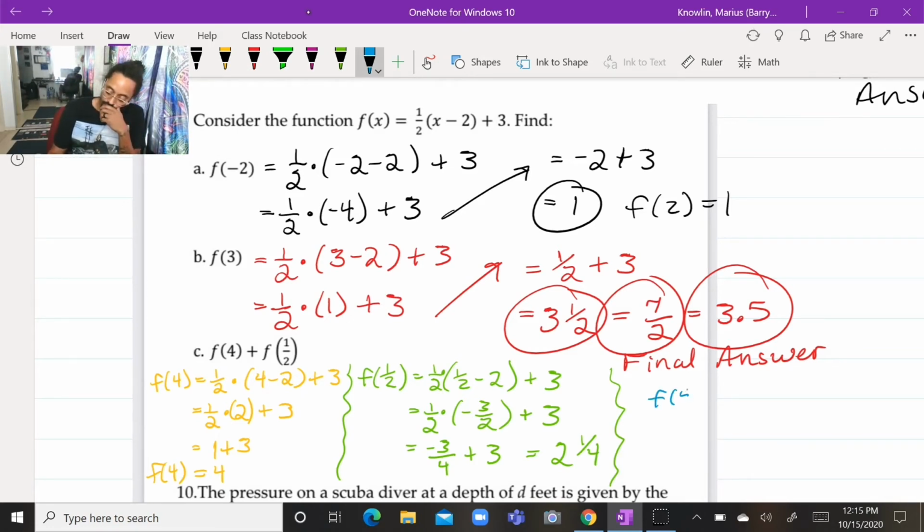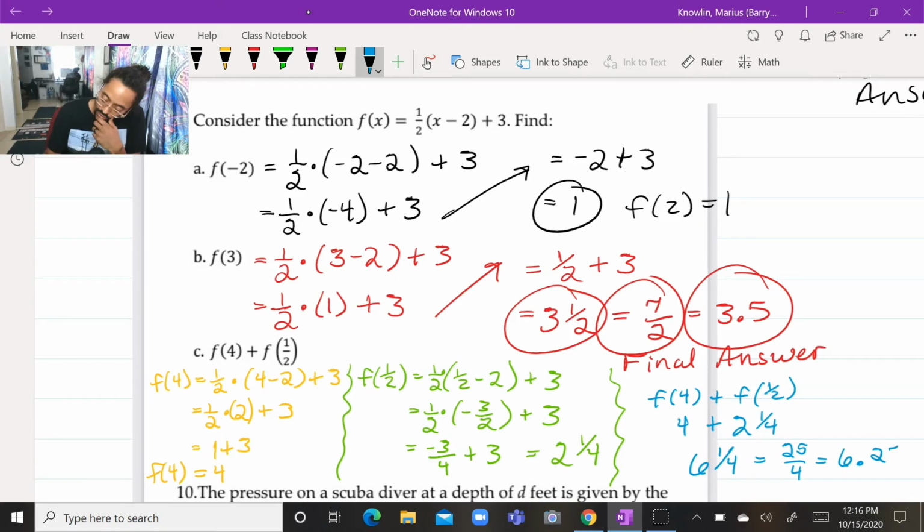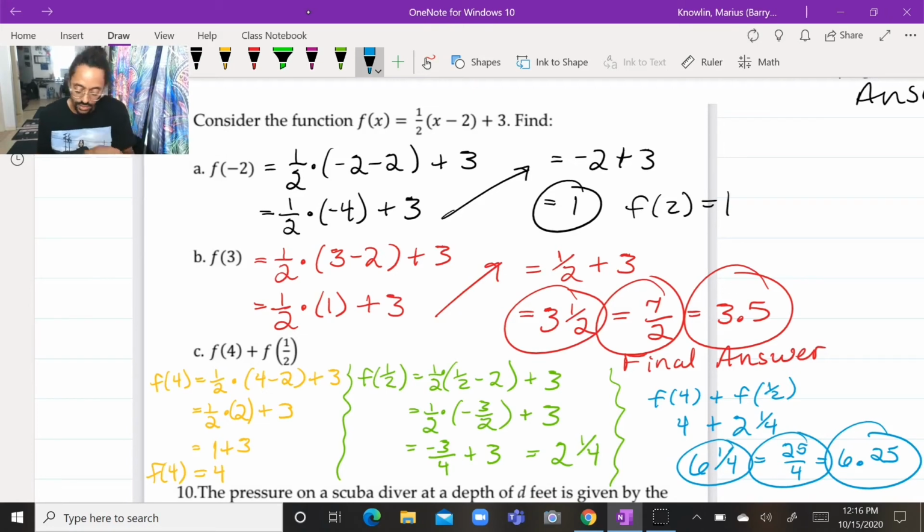So f of 4 plus f of 1/2. F of 4 was 4 plus f of 1/2 was 2 and 1/4. And when we add 4 plus 2 and 1/4, that's going to give us a final answer of 6 and 1/4. Or we could say 25/4. Or you may see 6 and 25/100. Okay? All of these are correct answers for part C.